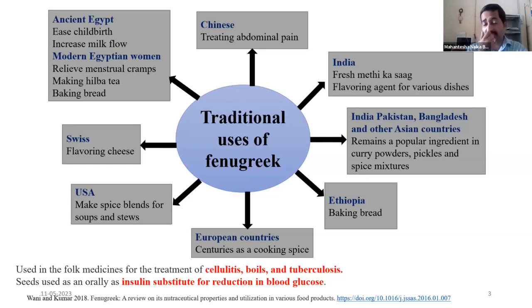Looking into its traditional usage, a very important thing is that it is considered a folk medicine for the treatment of cellulitis, boils, and tuberculosis. These are very common skin diseases, and tuberculosis, TB, is again a very important disease where this particular plant is used. In addition, traditionally, the seeds are used orally as an insulin substitute for the reduction of blood glucose.